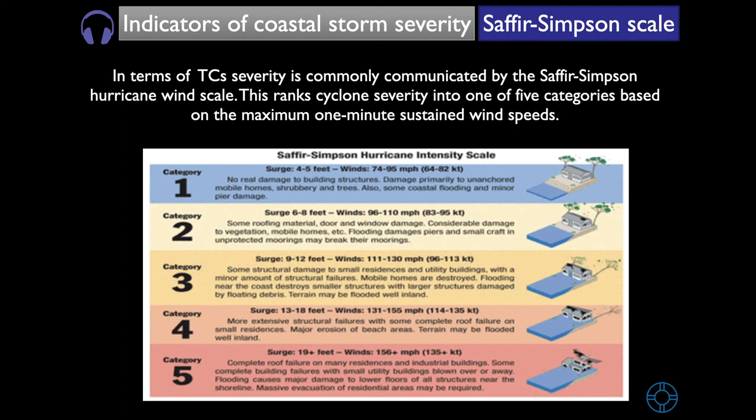Categories 2, 3, and 4, in that order, just account for the escalating intensity of the hurricane, the escalating wind speed, and the increasing total water level and floods. That's a useful scale, but it is useful only for hurricanes, mainly in the U.S. So we need other scales that take into account other types of coastal storms.